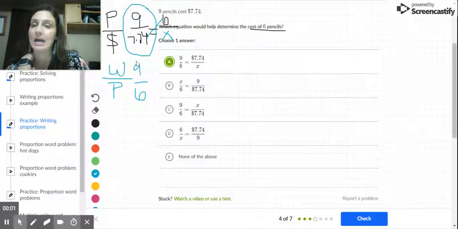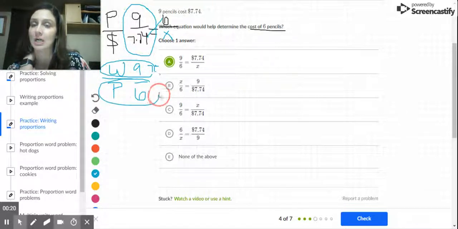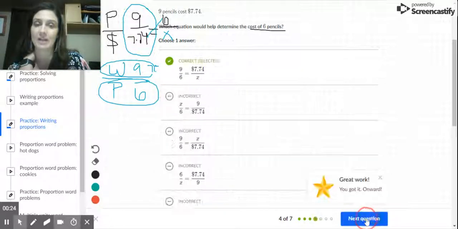So again, if 9 were all my pins, well, I know that 9 pins cost the $7.74. So again, that would have been the total or the whole, right? So that's just the difference. And I can't write over here, but $7.74. So that is why they put the whole on the top for this one. That's why these are like that. And then they put the part on the bottom, which is the 6 and the other amount. So we're going to check our answer for that one.